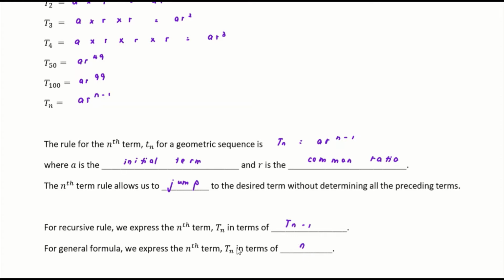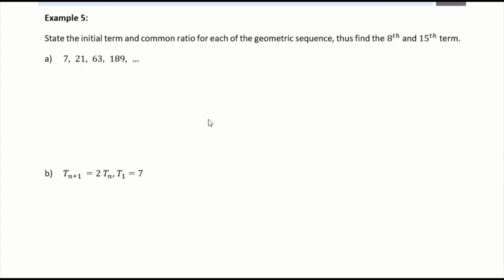Okay, so now let's look at the example. State the initial term and the common ratio for each of the geometric sequences, then find the 8th and the 15th term. Okay, so now the same thing. So let's try to do it: A is equal to 7. For the common ratio, just take any number. So 21 divided by 7, then we can get 3.